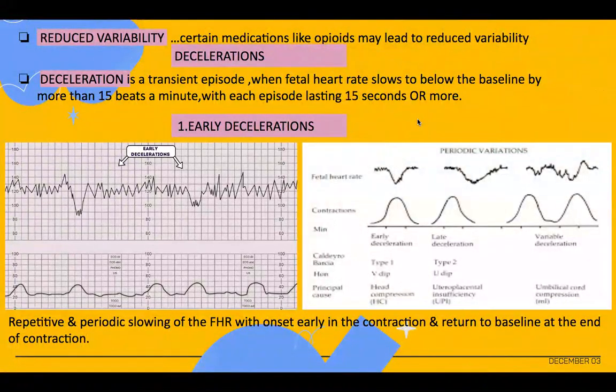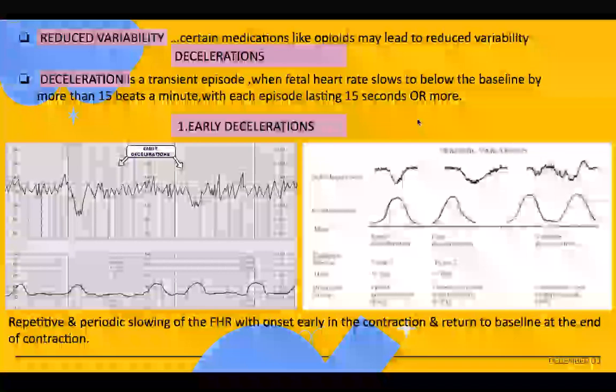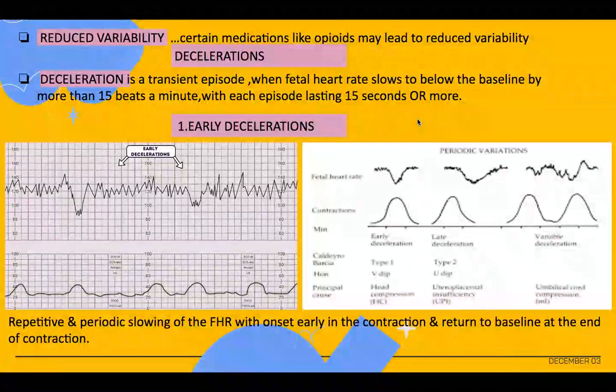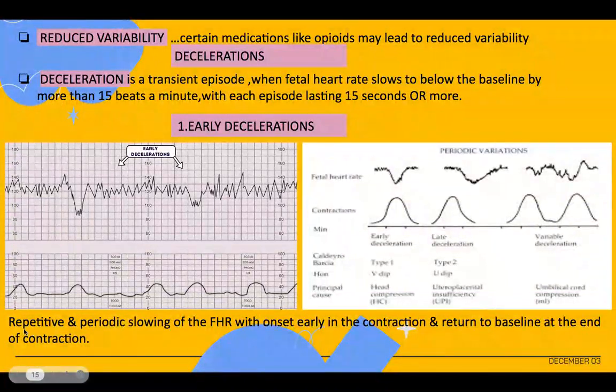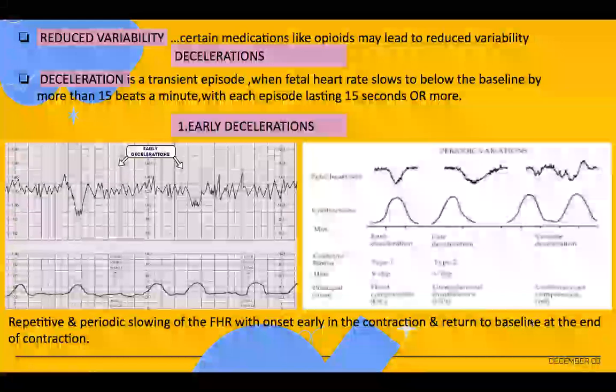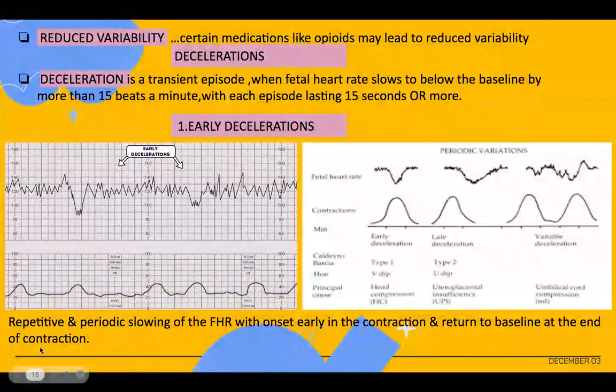Don't remember them, right? You do not need to remember early deceleration because you have nothing to do with that. Your management plan is not going to change with early deceleration, so you don't need to remember them. Do not bother a lot of information. Deceleration is actually a transient episode. Actually, this is the definition which is taken from the NICE guideline. You have to remember these things for MRCOG Part 3 when you're teaching your student.